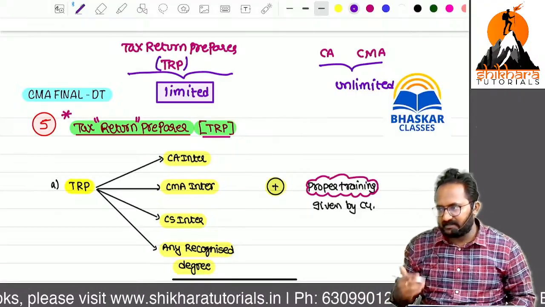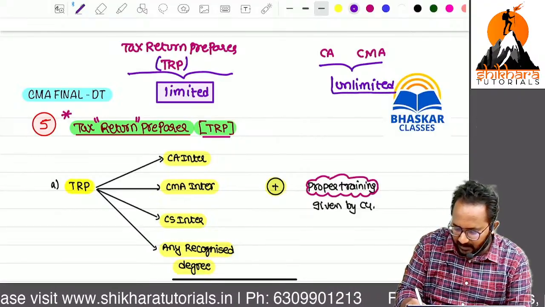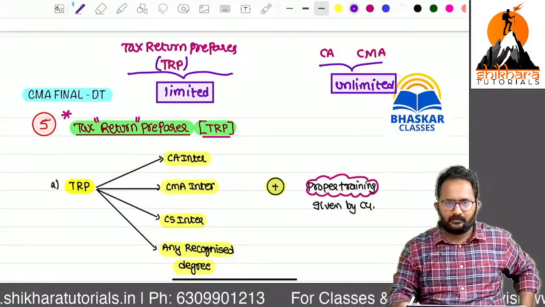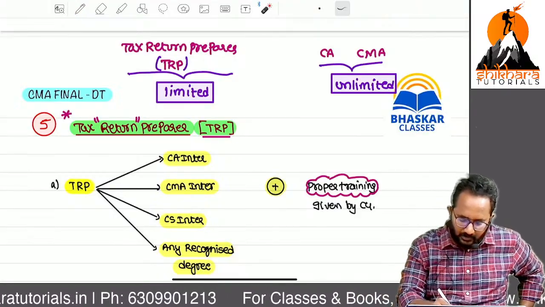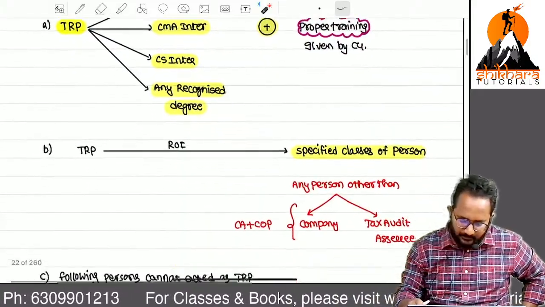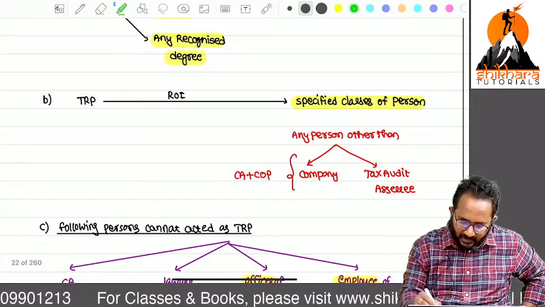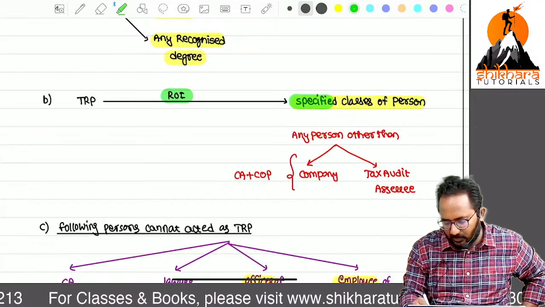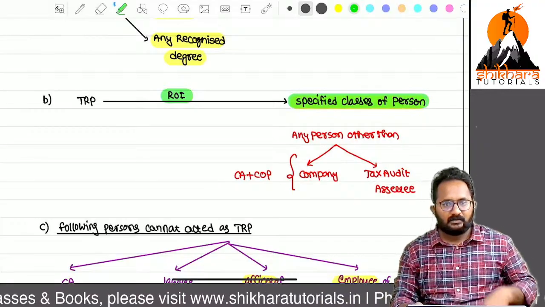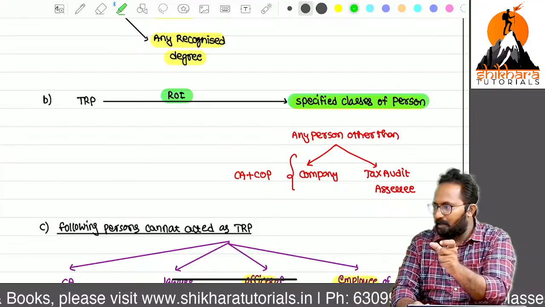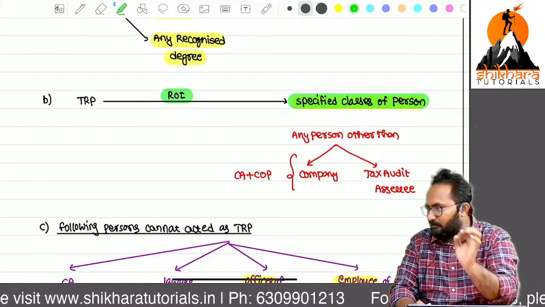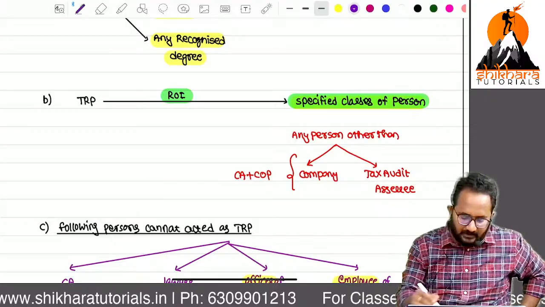Which type of assessees' returns can we file? In the case of practicing CAs and CMAs, unlimited. They can file the returns for every assessee. But whose returns can a tax return preparer file? Just limited. Tax return preparers can file the return of income for whom? Remember this phrase: specified classes of persons. Not all; they can file returns only for the specified class of persons.